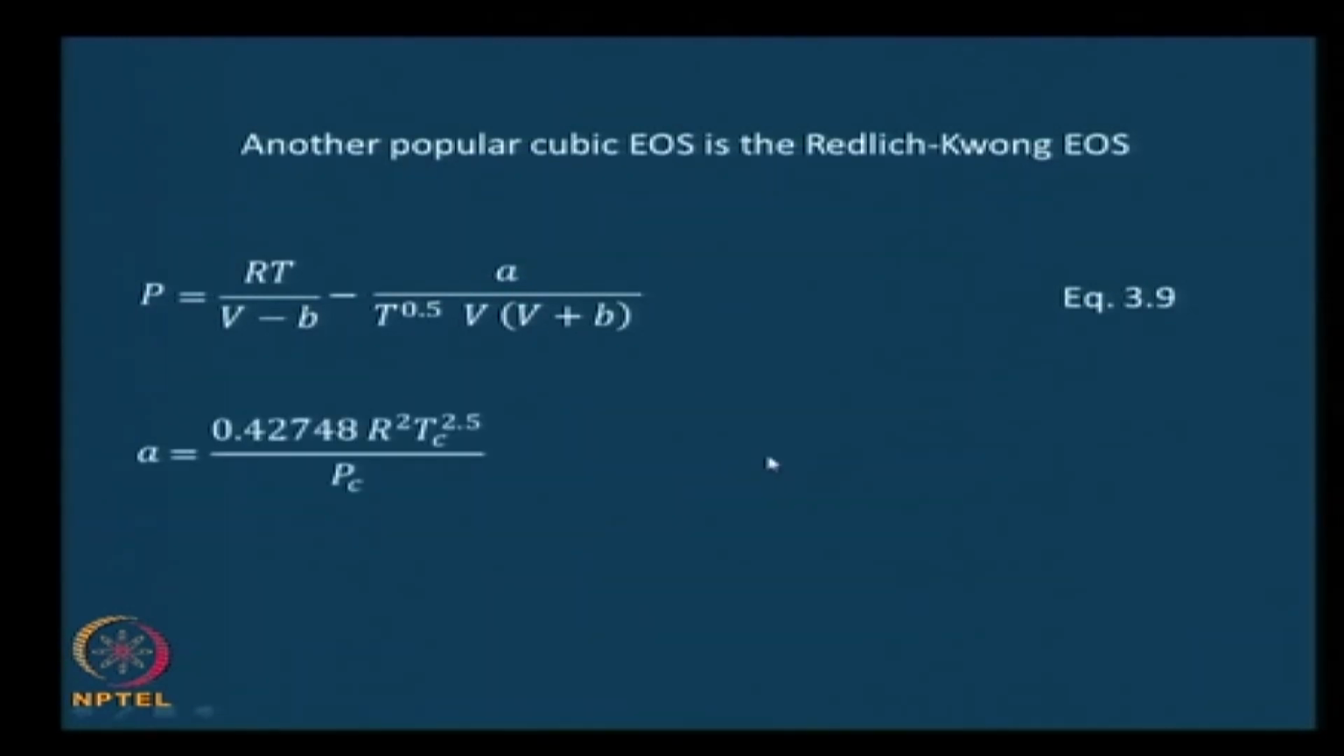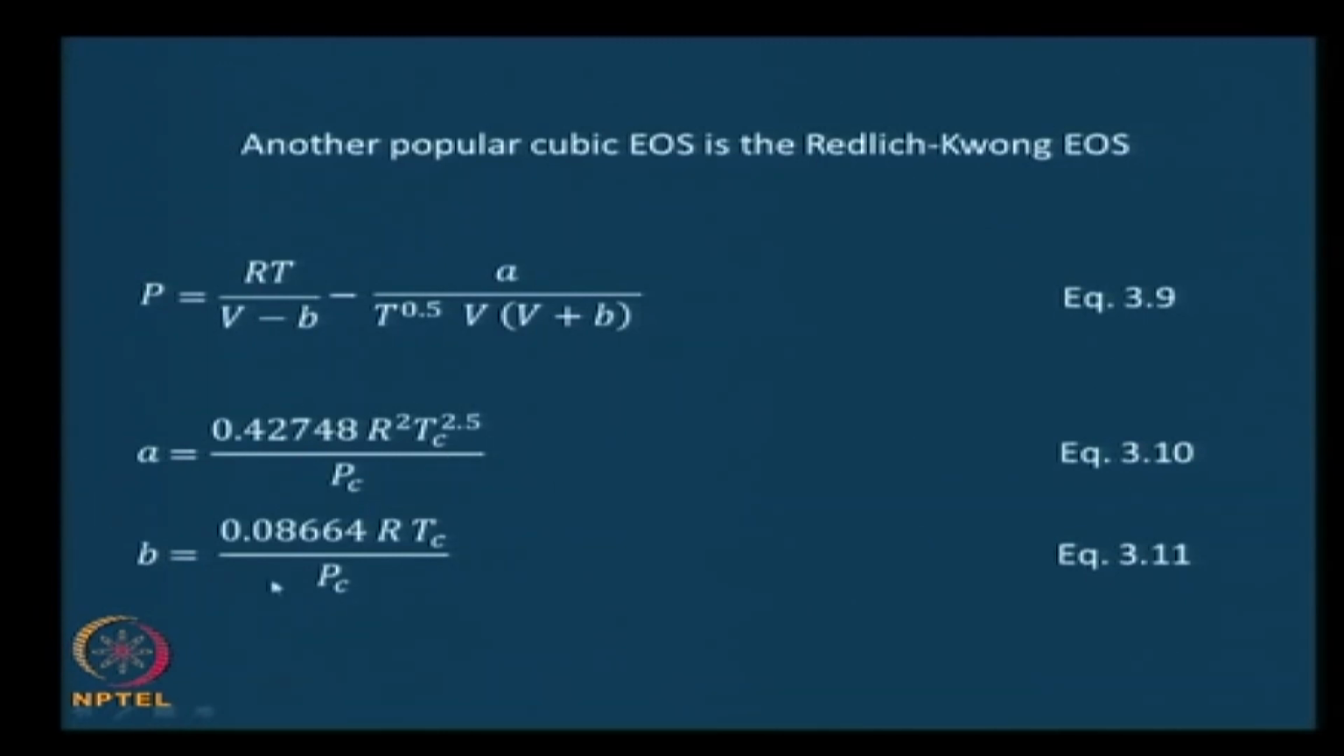A in this case, excuse me, is 0.42748 R squared Tc power 2.5 by Pc. We will call this equation 3.10. B equals 0.08664 R Tc by Pc. We will call this equation 3.11.